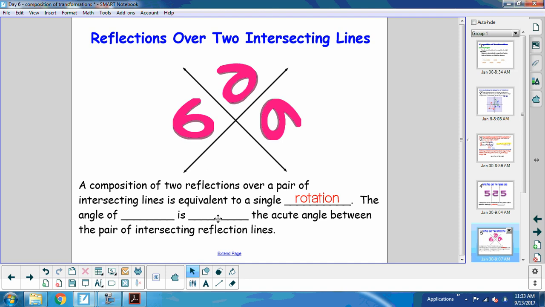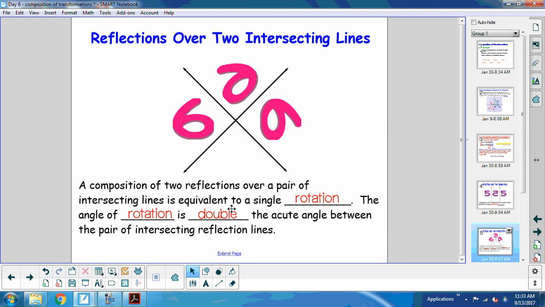There's more. We're going to do rotation again, so the angle of rotation is double the acute angle between a pair of intersecting reflection lines. So in this case here, if this were, say, an 80-degree angle, then when it rotates, it would be a 160-degree rotation.